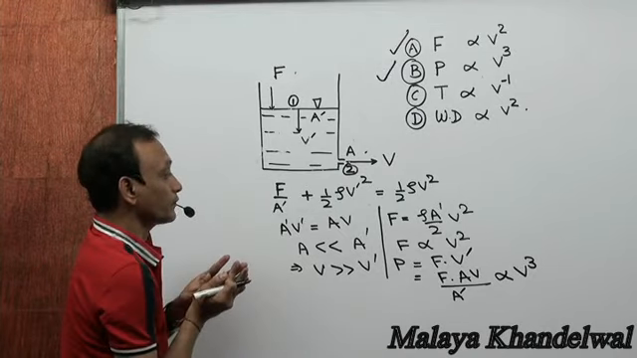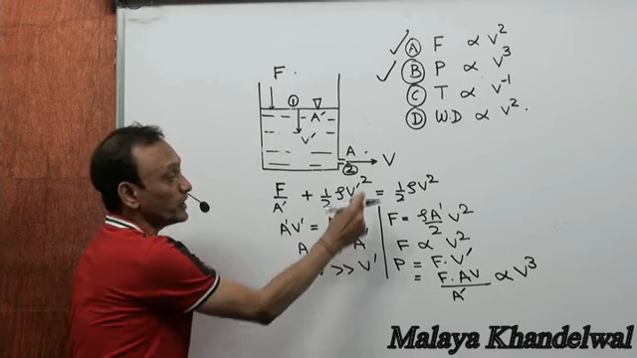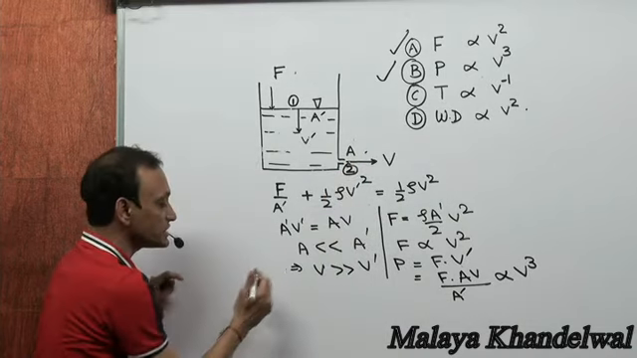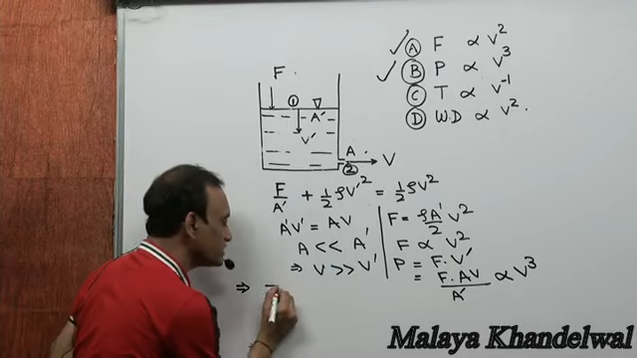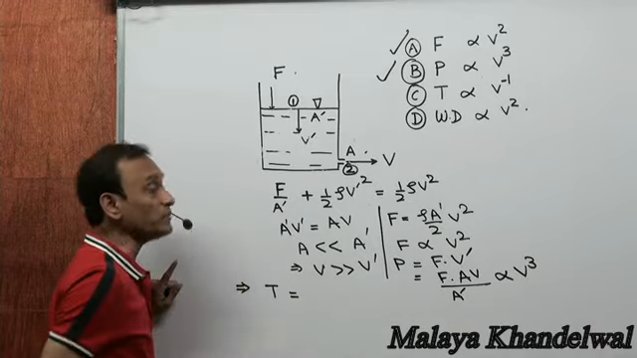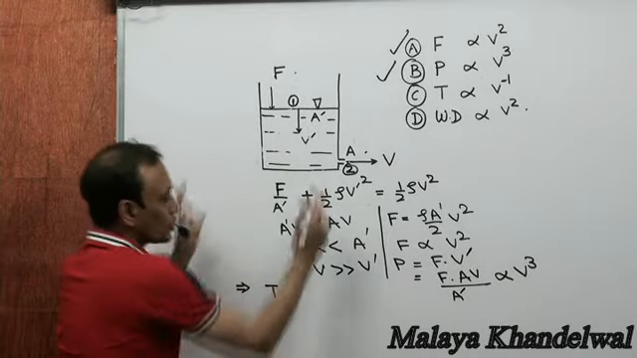Now again, we are maintaining this constant A into V, and evidently then, you can see from here the time taken to empty the tank. Time taken to empty the tank would be the total volume of the tank.